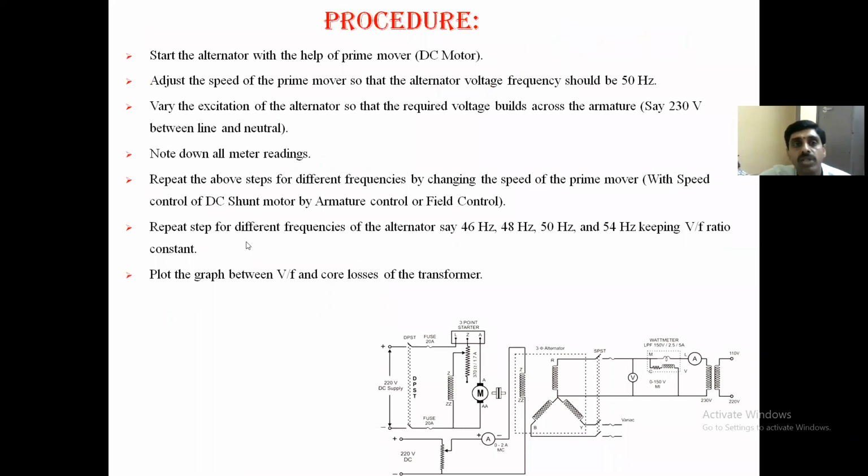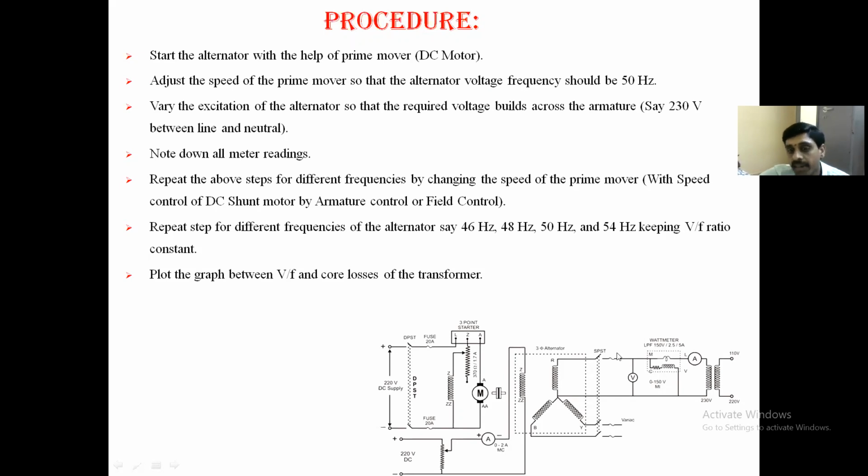Yeah. So start the alternator with the help of the prime mover. As I said, these points I already told. Adjust the speed of the prime mover. Adjust the speed so that the alternator output voltage is 50 Hz frequency. Vary the excitation so that the alternator's required voltage will build up. If you vary the excitation, output voltage will be varied. If you vary the speed, frequency will be varied. So these are the two points.